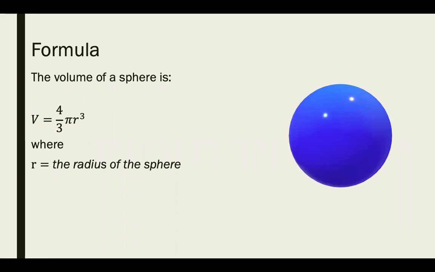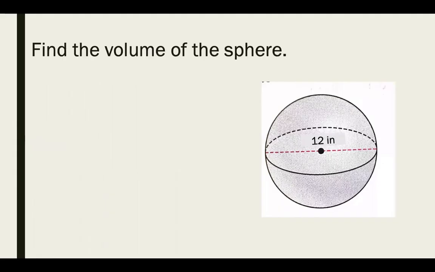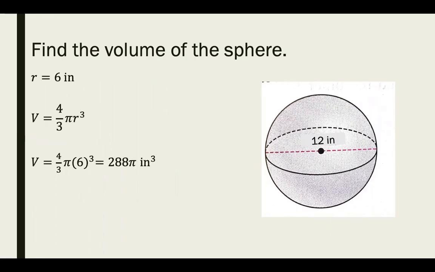So r, as it is in the surface area formula, stands for the radius of the sphere, the distance from one of the edges all the way to the center. And that is the only thing we have to plug in is the radius, 4/3 pi times the radius cubed. So for this particular sphere, if we want to find its volume, we first need to find its radius, which would just be 6 inches. And so we just plug in 6 for the radius. We do 4/3 times pi times 6 times 6 times 6. You get 288 pi, which is approximately 904.78.